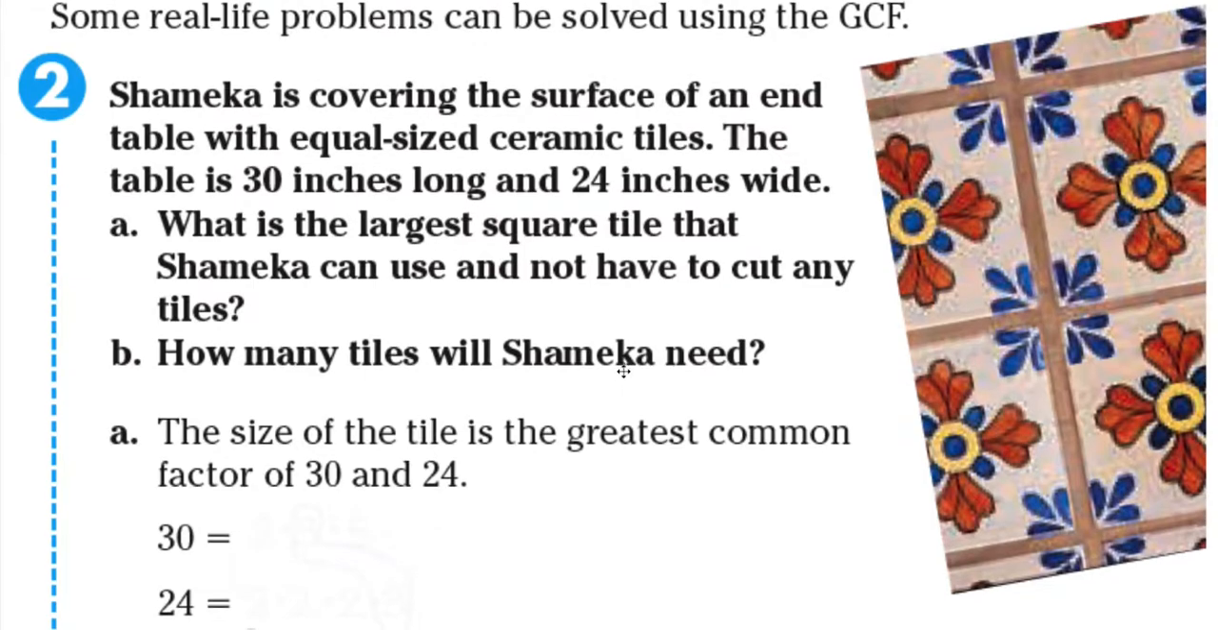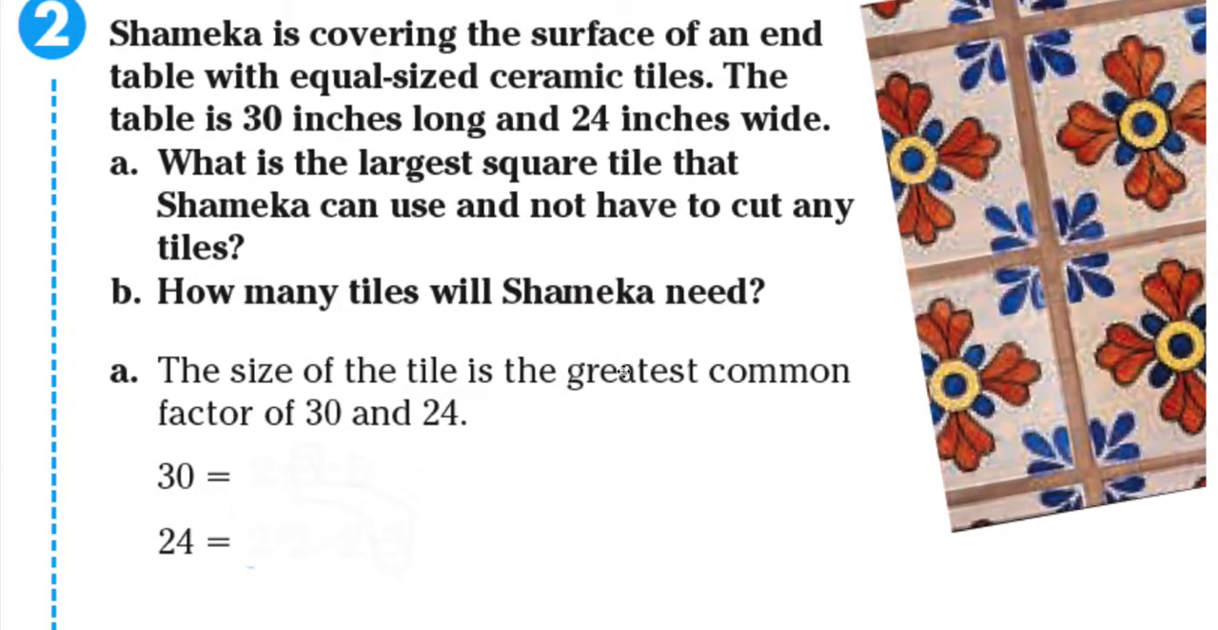Okay, so again, this type of problem is a great GCF problem. So the size of the tile is the greatest common factor of 30 and 24. So we get the prime factorization of 30, which is 2 times 3 times 5. Now I put the circle ahead of everything else.